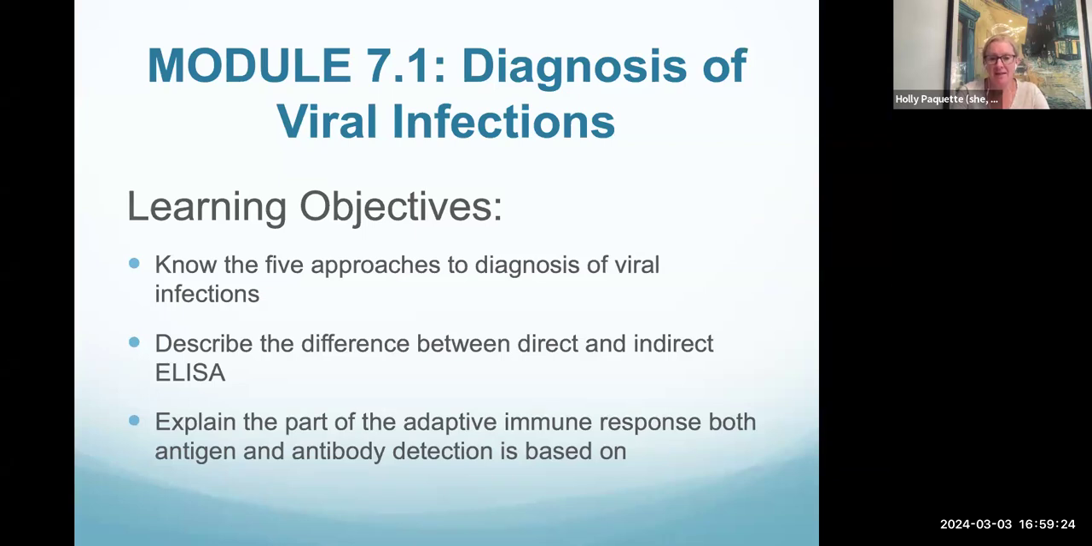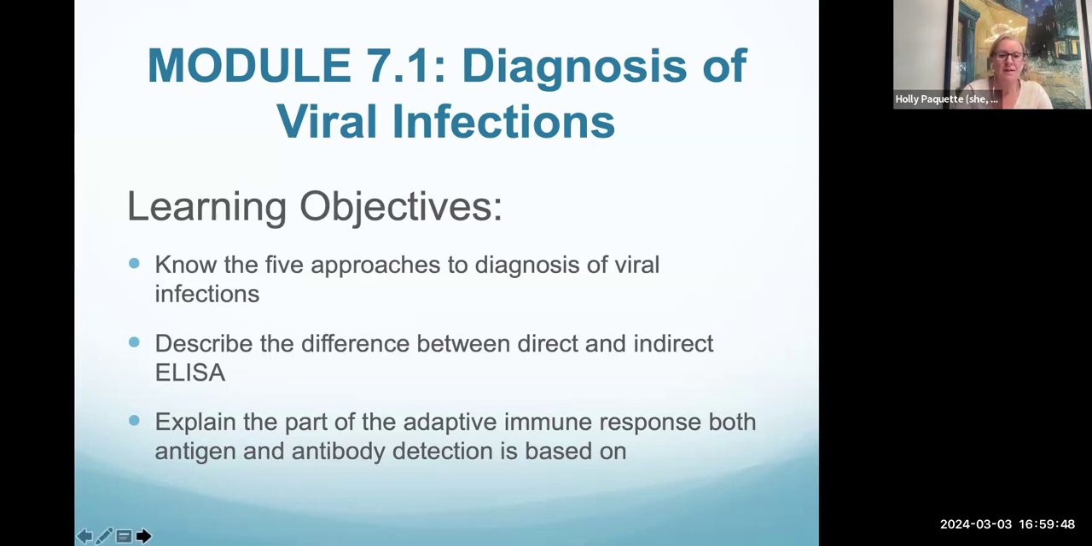And then the last thing I really want you to think about as we're going through this is that you should, at the end of this, be able to explain what part of our adaptive immune response both the antigen and antibody detection is based on. So I want you to think about what we talked about in week 6, about that specificity that we see within the adaptive immunity.